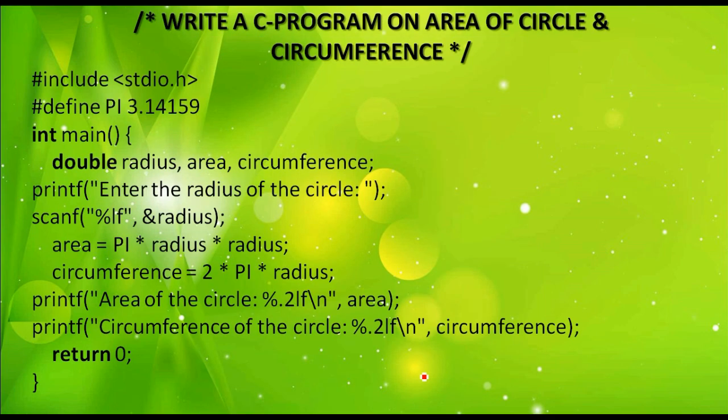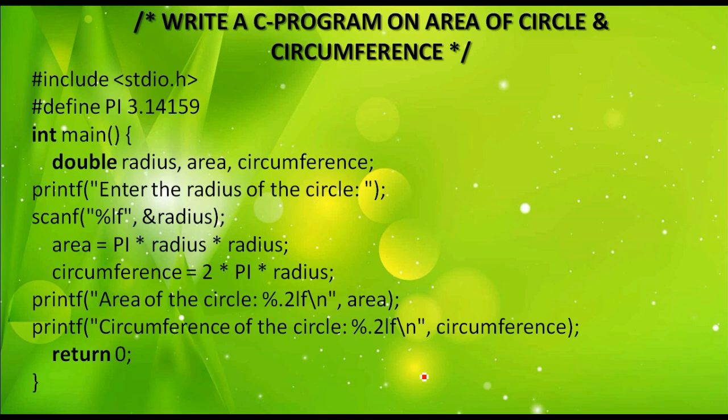So this is how you can write the program. A comment line is written at the top in the documentation section: /* write a C program on area of circle and circumference. So whatever you want to write about your program, about your author, or anything which you want to write, you can write it in between /* and */. That is a comment line and a non-executable statement.